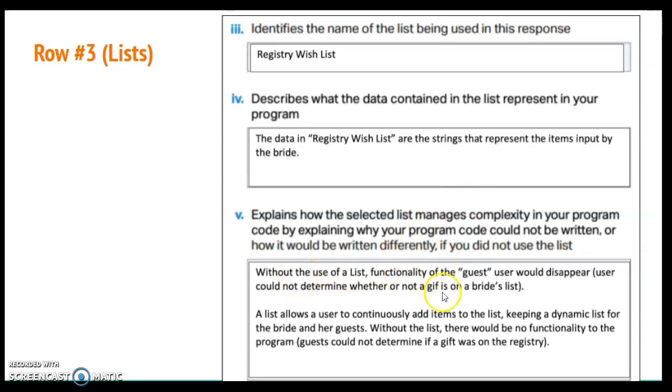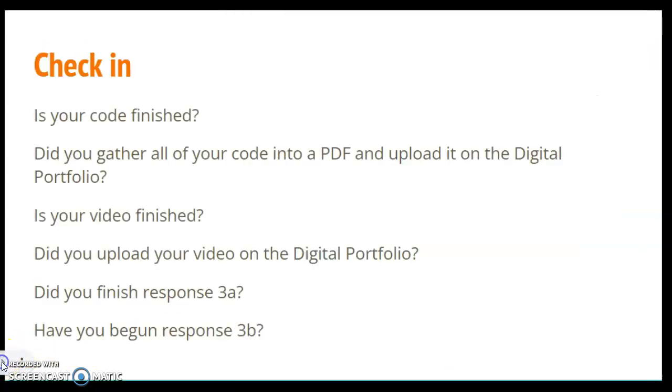without the use of the list. The functionality of the registry would disappear. So basically, we would not be able to check to see what was on the list to see what we could purchase for the guest. All right. The list allows the user to continuously add items. All right, so it's a dynamic list. I wouldn't have to change the program code when I continue to add items to the list. Without the list, there'd be no functionality to the program.